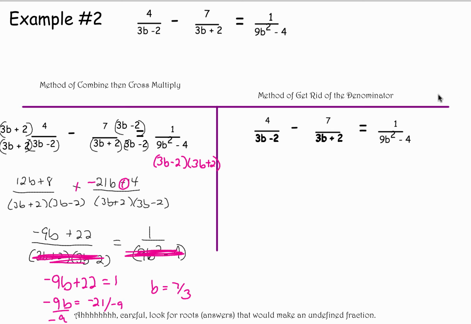Now I'm going to do that same problem over here, but I'm going to be doing it by multiplying through by the common denominator. So by now, I've realized that when I factored this out, I got 3b plus 2, 3b minus 2. That was my common denominator. So everybody gets multiplied by a 3b minus 2 and a 3b plus 2. That was the common denominator. And I like to see them in parentheses.